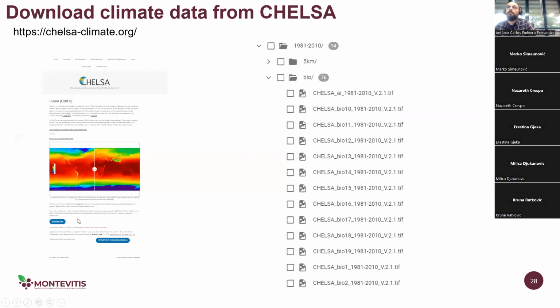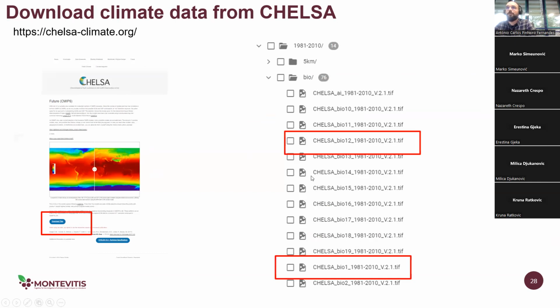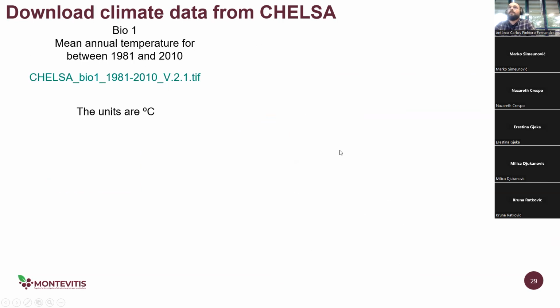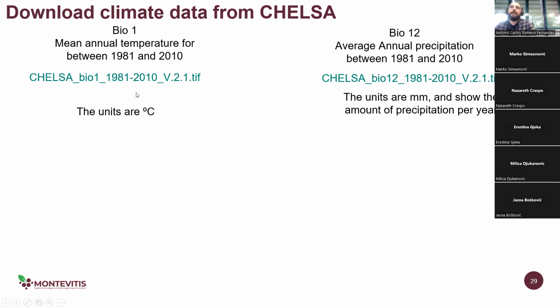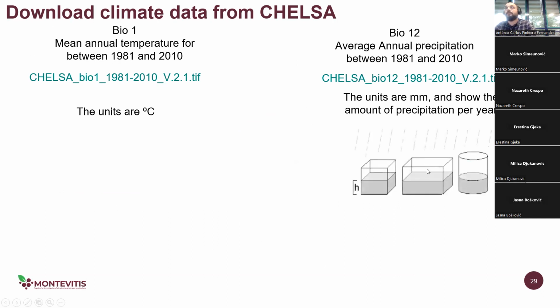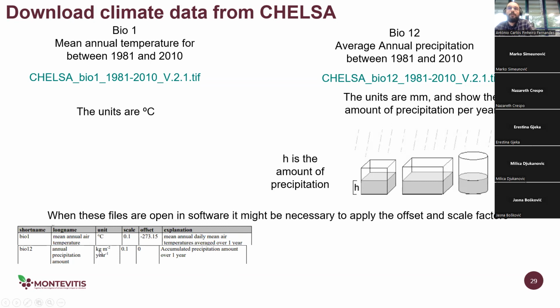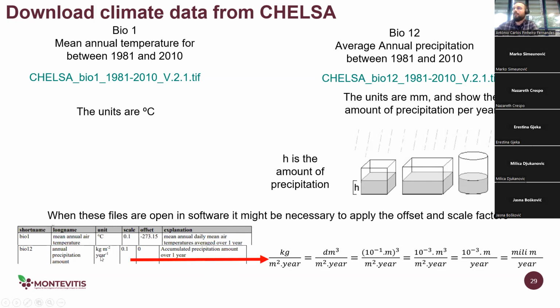Then to download the data, just go to the same page, click here on download files, and then select the files that you want to use. These are TIFF files, raster files that you can open directly on QGIS. Okay, for the CHELSA bio1, the units are in Celsius, and for bio12, the mean annual precipitation is in millimeters of rainfall. Precipitation comes in millimeters because it's like a unit to measure the amount of, sorry, not rainfall, of precipitation that occurs during 1 year. According to the CHELSA dataset, the units are kilograms of water per square meter per year. But this is basically the same as millimeters of rainfall per year, okay?